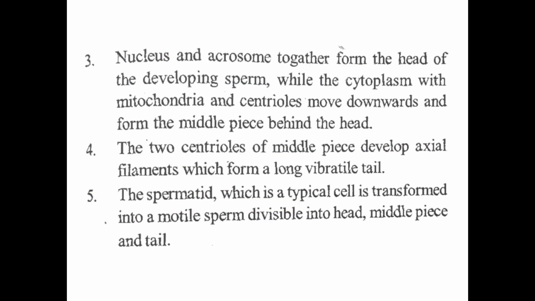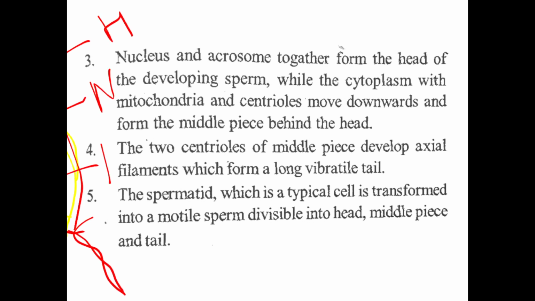Now, the nucleus and acrosome together form the head of the developing sperm. This is the nucleus, this is the acrosome. These two together form the head of the sperm. This is the head, this is the neck, this is the middle piece, and this is the tail. This is a sperm.